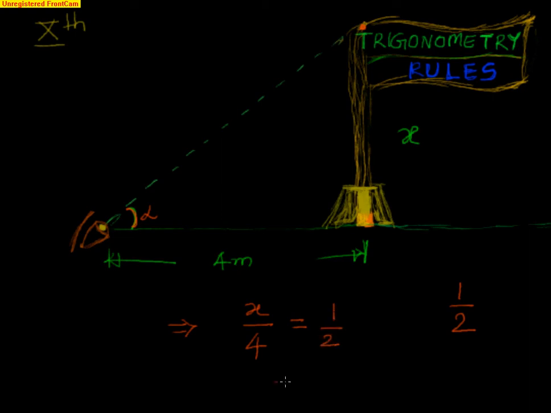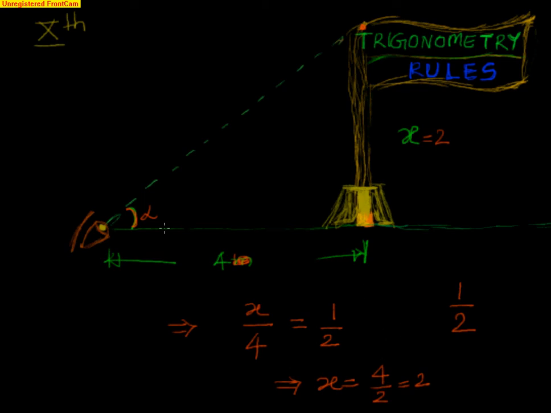So immediately you will tell me x is nothing but equal to 4 by 2, that is nothing but equal to 2. So if this is 4 kilometers or meters or feet, whatever it is, if it is 4 units, then this is nothing but equal to 2 units. Now, sounds simple and pretty interesting, right?